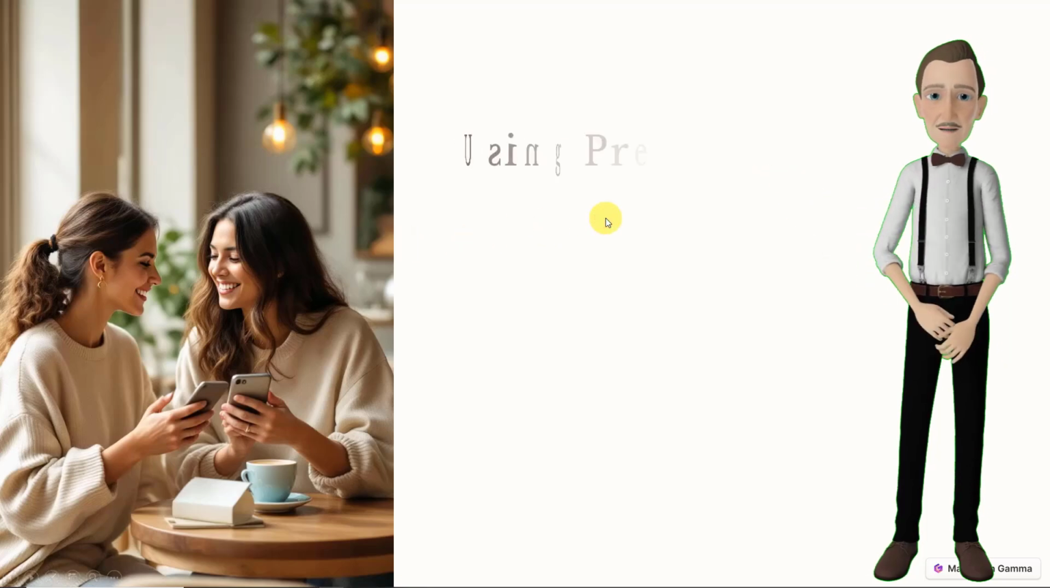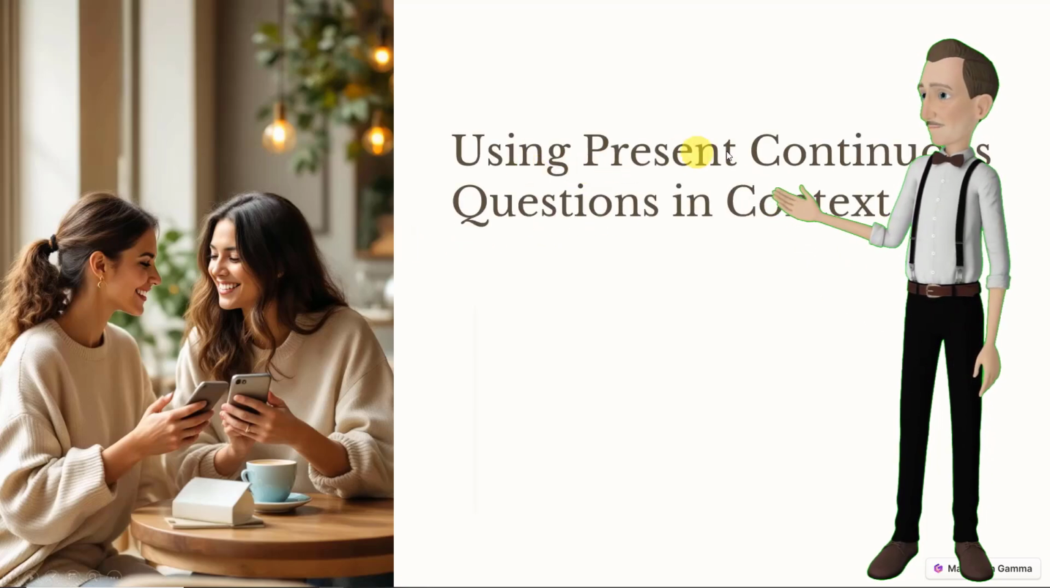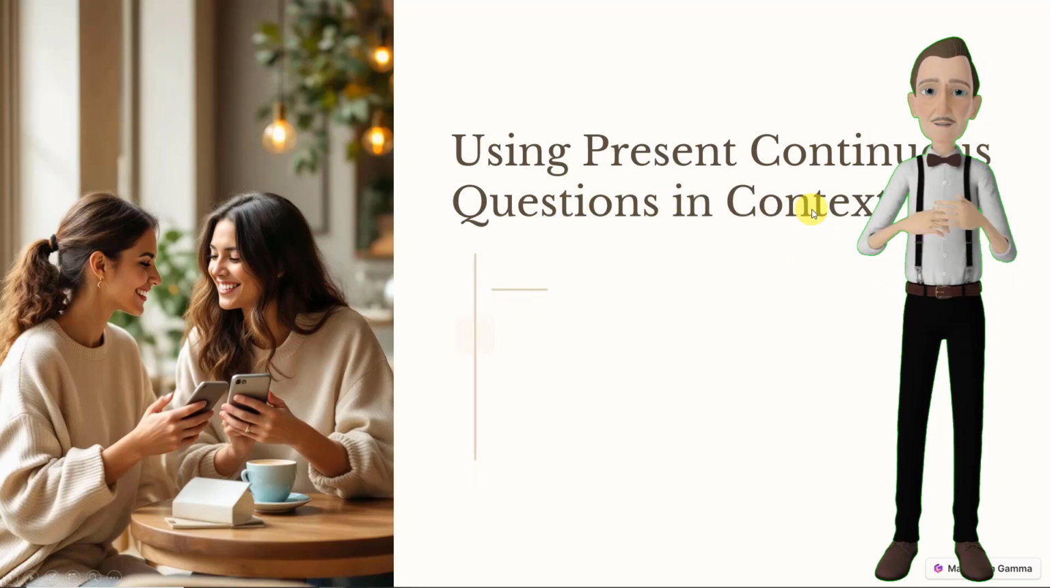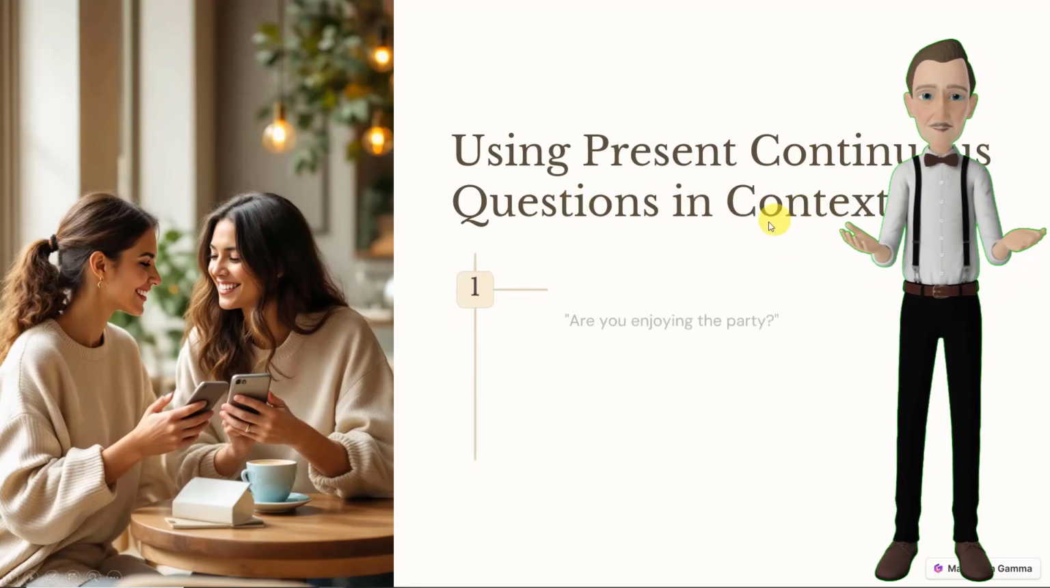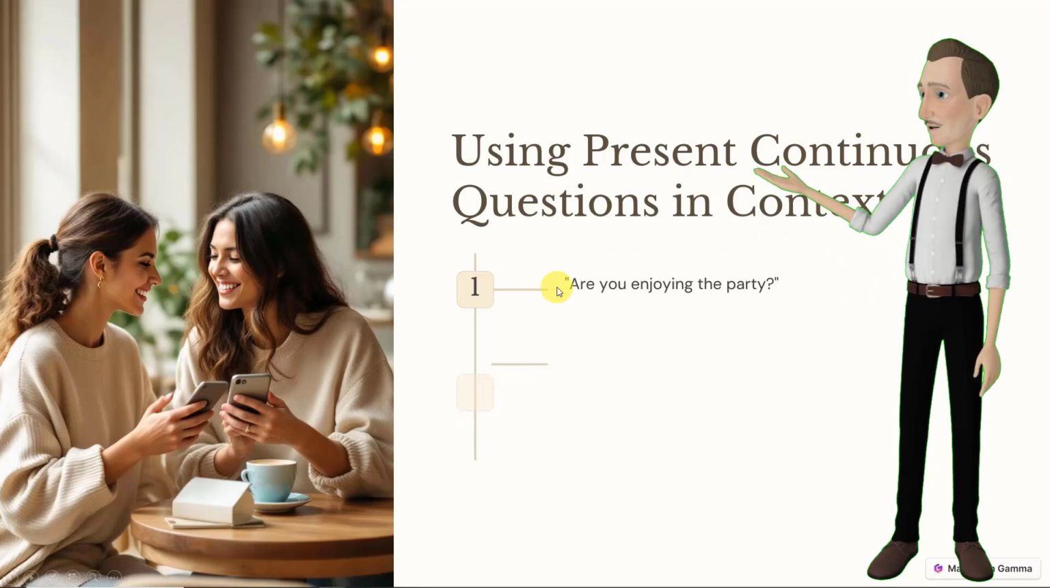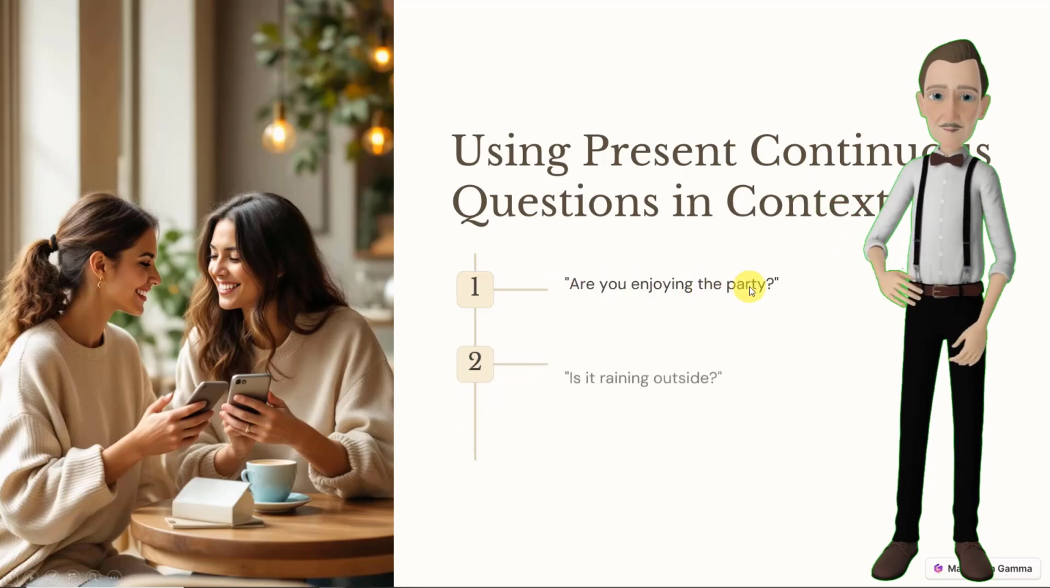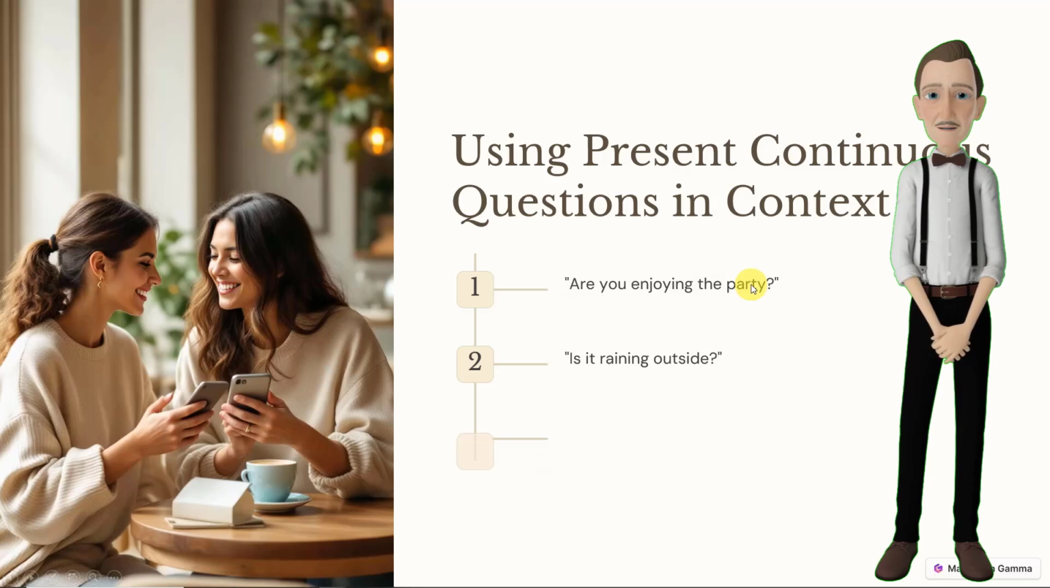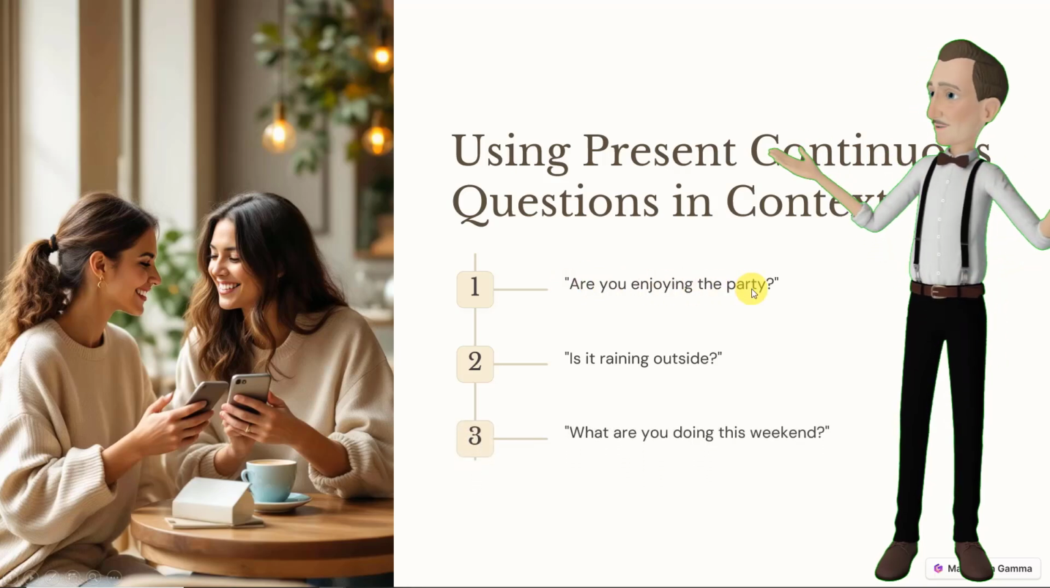Okay, let's have a look at using present continuous questions in context. The first one that we'll be looking at: are you enjoying the party? Or are you enjoying the lesson? Are you enjoying the conversation? Are you enjoying whatever, right?